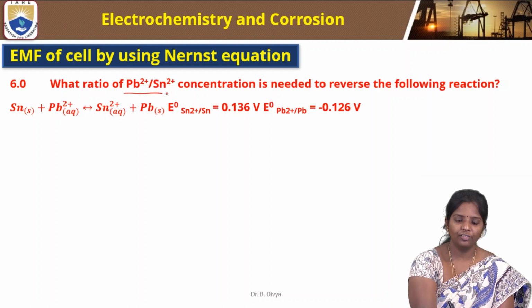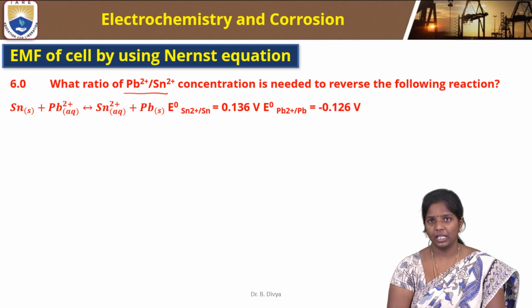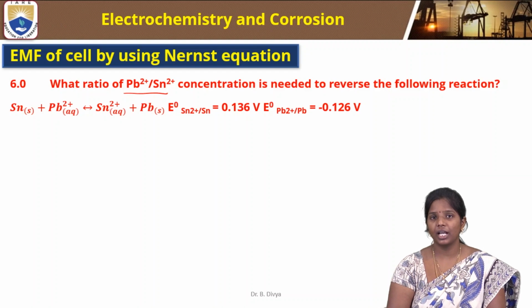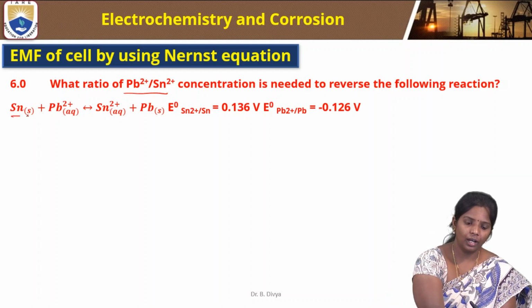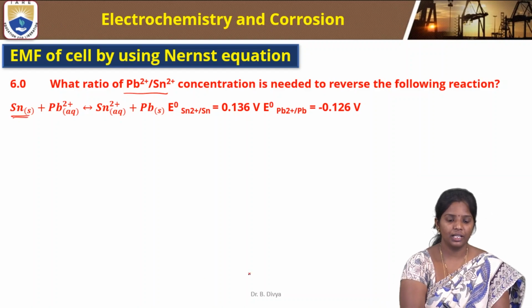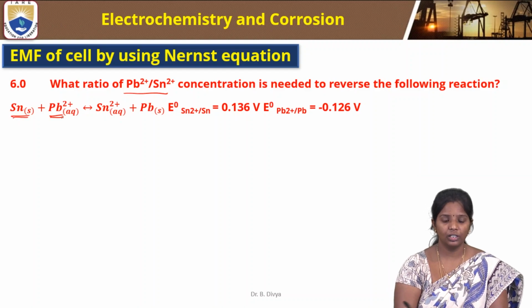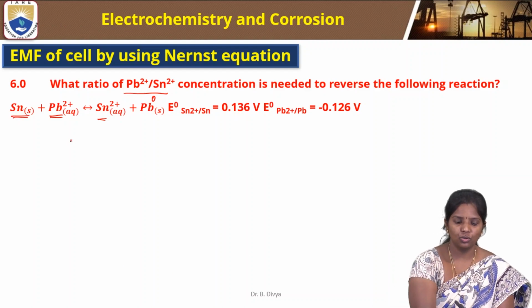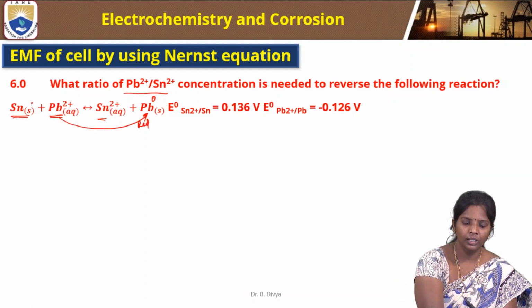Next, what is the ratio of lead 2 plus ions to tin 2 plus ions concentration required to reverse the following reaction? There is some reaction going on in a cell, and it must be reversed. So what should be the ratio of these ions in the solution so that the backward reaction takes place? Tin is in the solid state plus lead ions are present. Tin is oxidized to tin 2 plus, and lead 2 plus is reduced to lead.